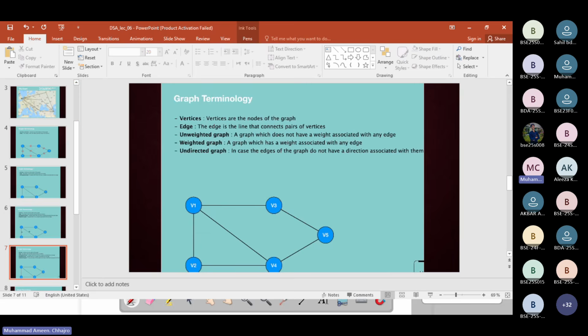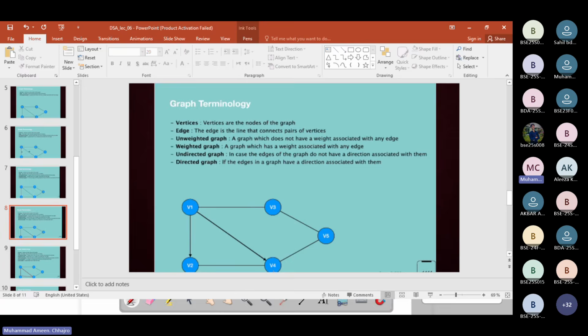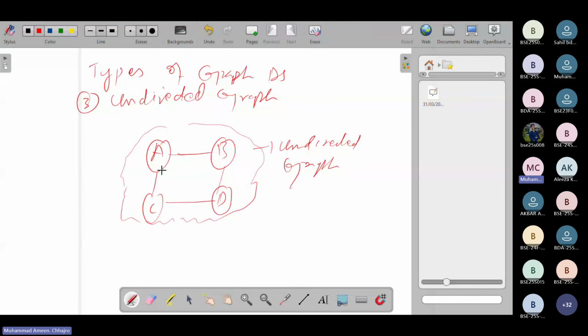The second is definitely the opposite of the undirected, the directed graph. So now you are very much clear. For example, A to C, C to D, for example, A to B, B to D. So now we have certain directions. So this is now a directed graph. This is the fourth category of the graph data structure, we call it the directed graph.